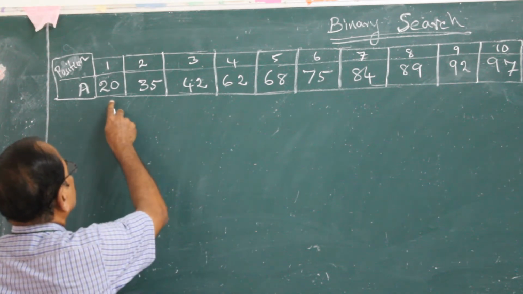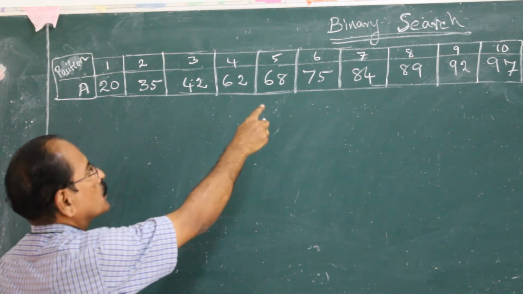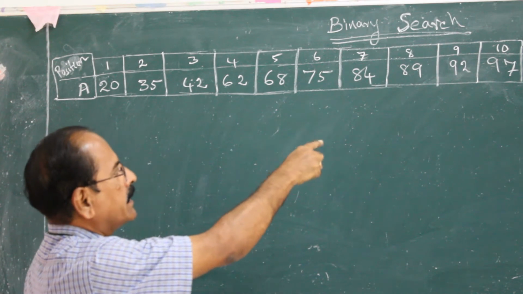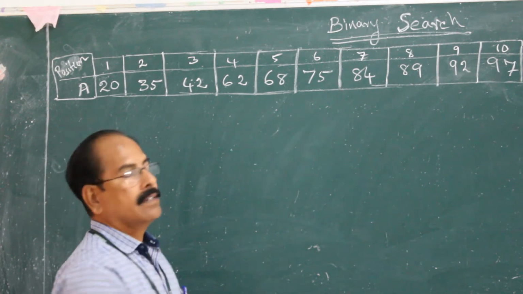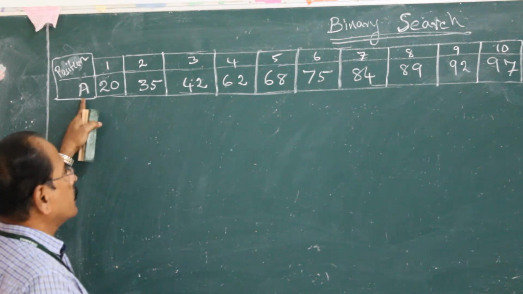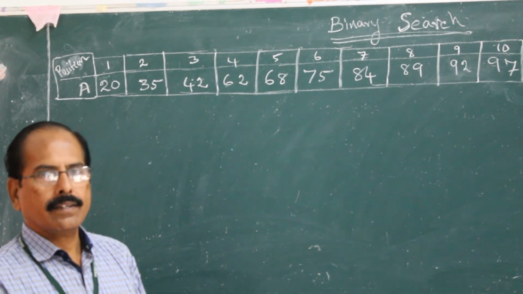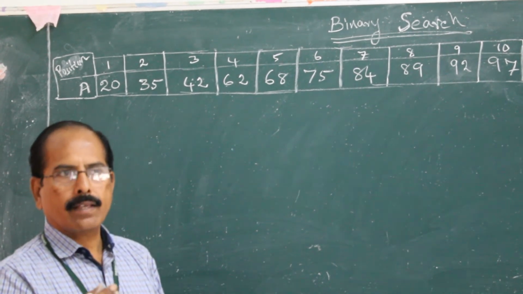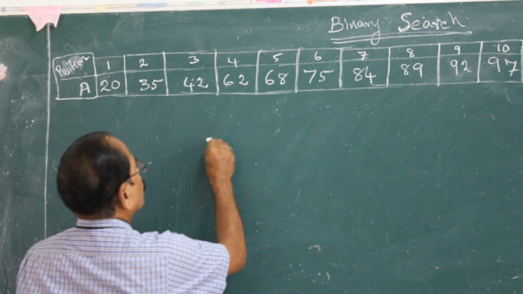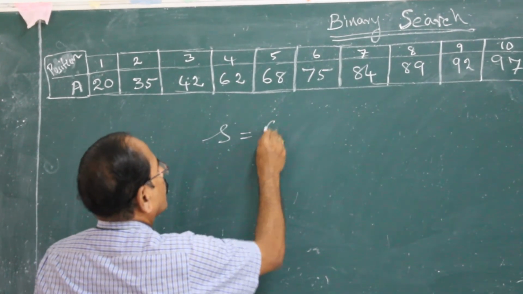Suppose these are the numbers 20, 35, 42, 62, 68, 75, 84, 89, 92, 97. These are the numbers which are available in an array A in 10 different locations. Then we can search an element. So let us see. Suppose the searching element S is 84.